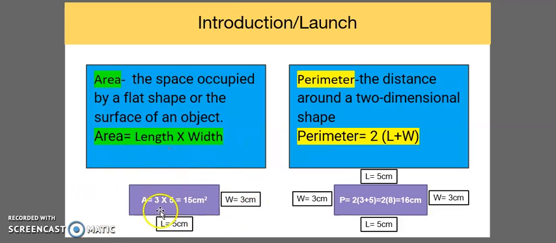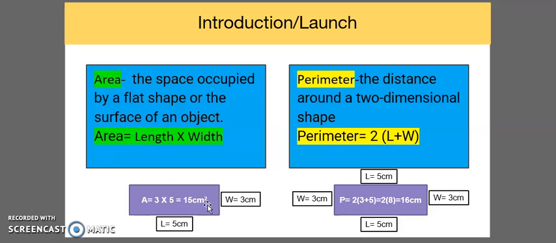In this example, we see a rectangle with a width of 3 centimeters and a length of 5 centimeters. In order to find the area, we need to know the length and the width. So we plug them into the formula: 3 times 5 equals 15. Be careful with the units in your final answer. For area, it's whatever the units are, squared, because we're multiplying by two dimensions. So the final answer is 15 centimeters squared.